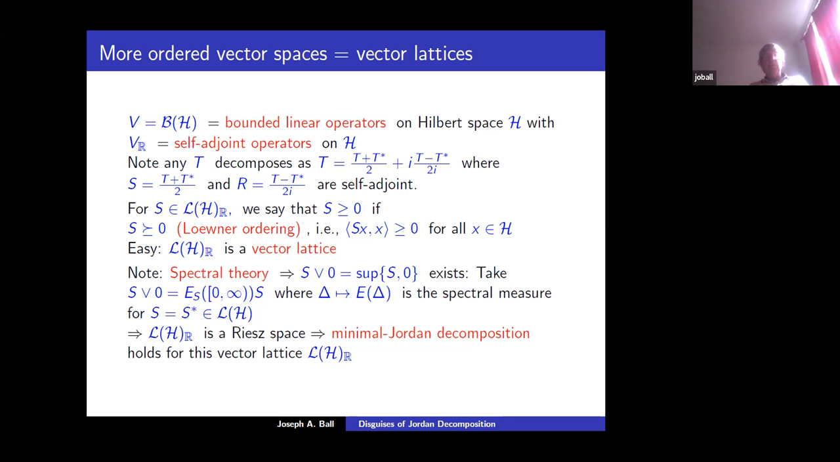And so you can check that self-adjoint operators on Hilbert space form a vector lattice with this Löwner ordering. By spectral theory, since everybody knows the spectral theorem, it's easy to see there is a least upper bound for S and 0. Namely, you take the spectral measure for the interval, the positive half line, that's a projection. You hit that on S, and that's going to be the least upper bound under this ordering of S and 0.